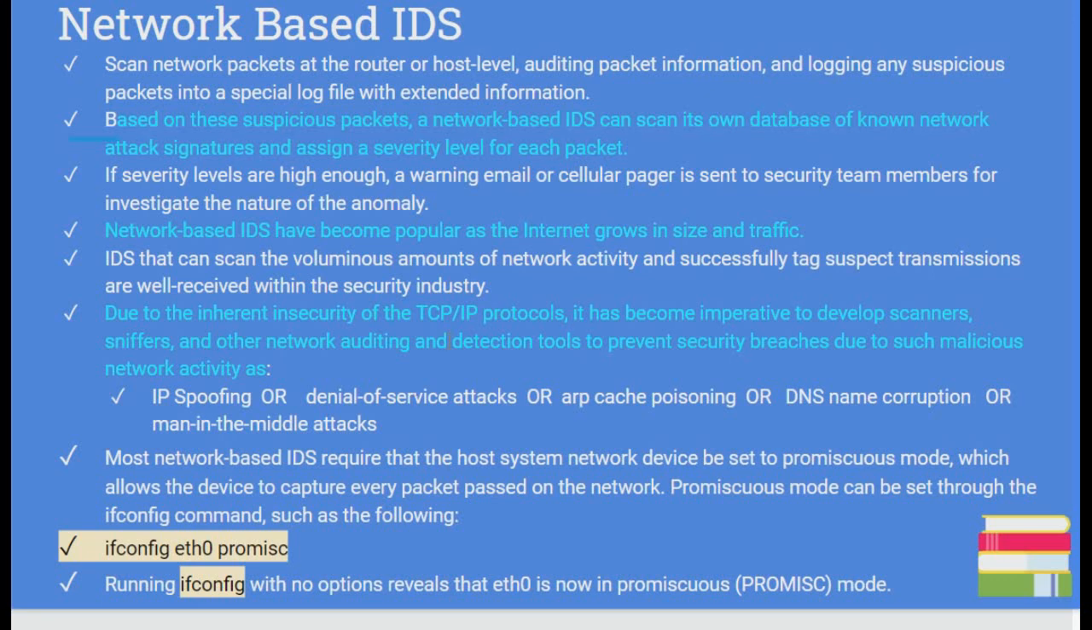if you run the command ifconfig on a particular device, you could see whether promiscuous mode is on or not. What does that mean? It means that most of the network-based IDS require a host system device to be set to promiscuous mode, which allows the device to capture every packet passed on the network. By default, this mode may not be enabled. To enable it, you have to run this command: ifconfig eth0 promisc.